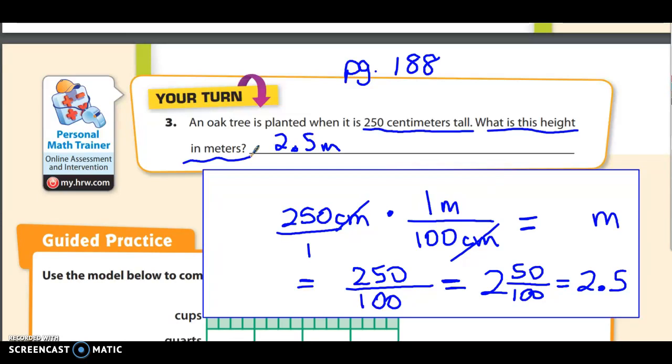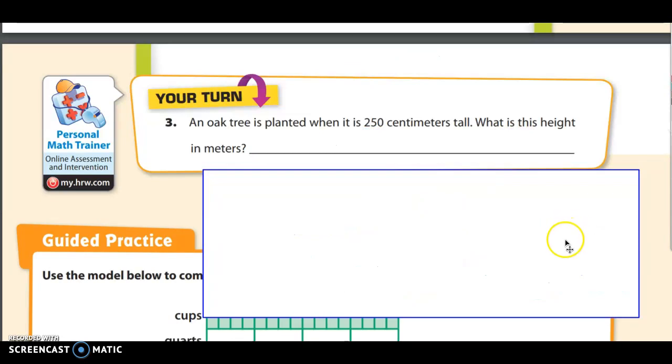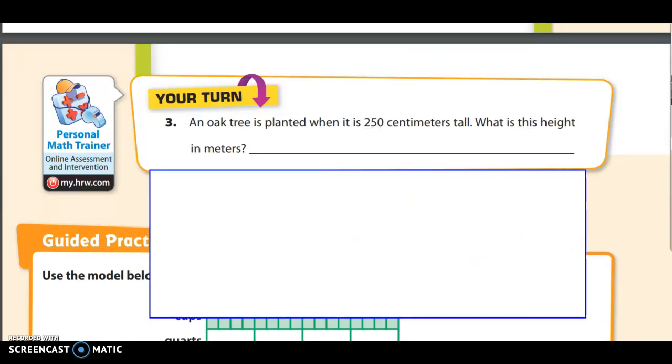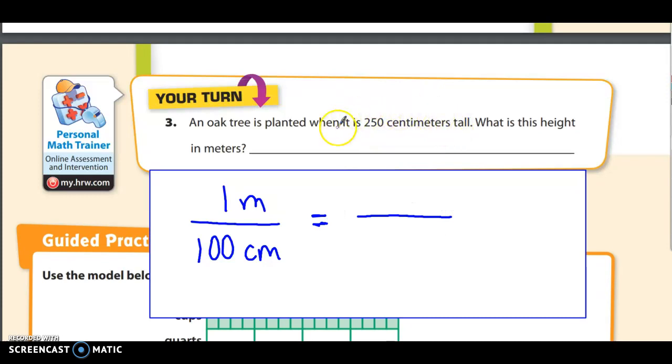Now, again, if you don't like that method, I don't even mind showing you right now. Maybe I'll show you the alternative method. Here's what you could have done on number 3. Number 3 doesn't even tell you which way you have to do this. If you would have started over here with 1 meter is 100 centimeters, and that's equal to, where does this 250 go? It goes as my second term, 250 centimeters.